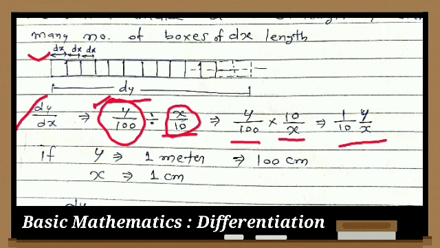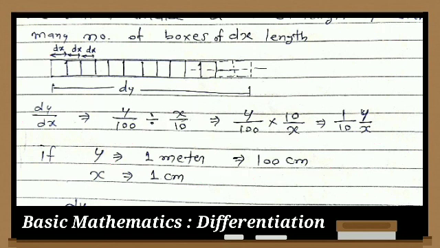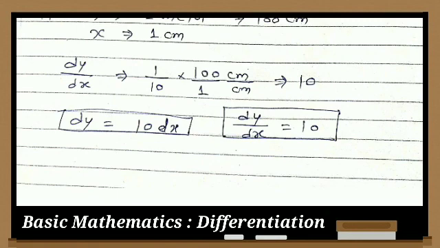Suppose y is equal to 1 meter, which is equal to 100 centimeter, and x is equal to 1 centimeter. Okay, so we can say dy upon dx is equal to 1 upon 10 into 100 centimeter upon 1 centimeter. Centimeter cancels centimeter, 10 cancels 10, and we get the number 10. So dy upon dx is equal to 10. We can write here dy equals 10 dx.